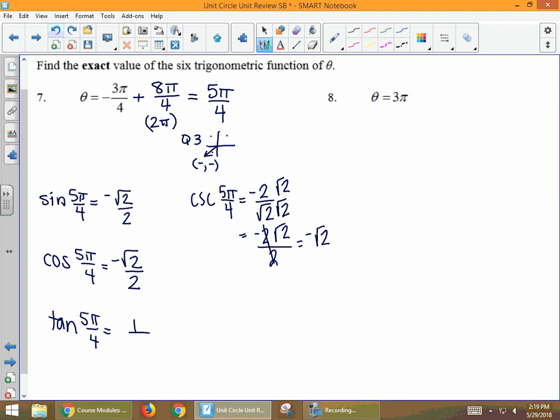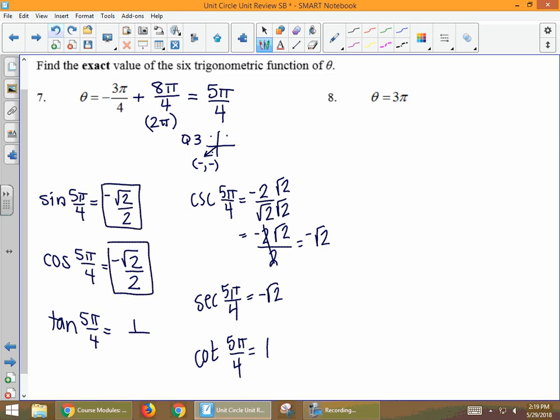That helps us with secant, which is the reciprocal of cosine. The same, negative radical 2. And cotangent is the reciprocal of tangent. When we flip 1 or 1 over 1, we get 1 over 1. So those are your 6, and they're kind of messy. But messy is okay as long as it's precise and correct.